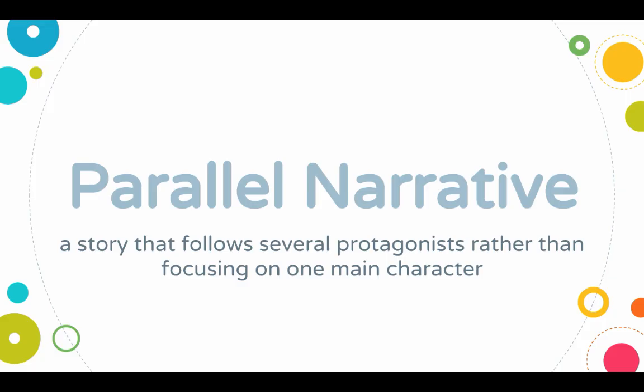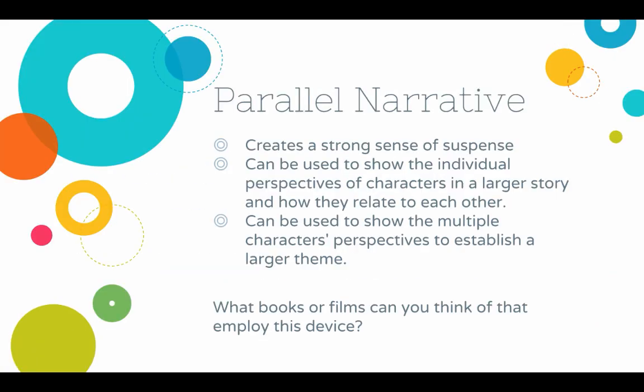But for the purpose of this class, as 7th graders, we're just going to use this term to refer to the idea of having more than one narrator or protagonist. Sometimes this is referred to as tandem narrative or multiple narrative. Authors might use parallel narratives to help create a strong sense of suspense, or it might be used to show the individual perspectives of characters in a larger story and how they relate to each other.